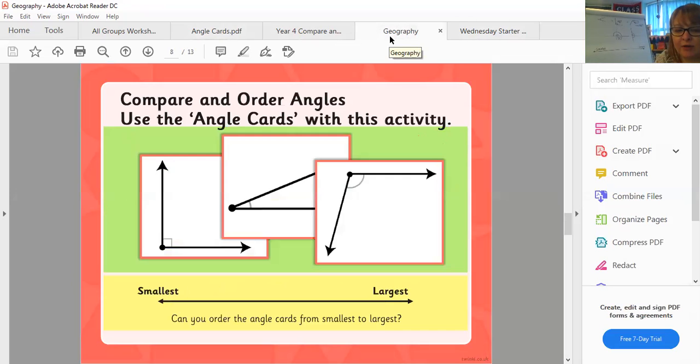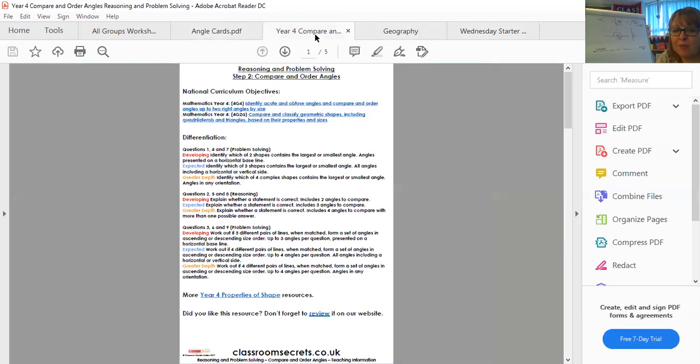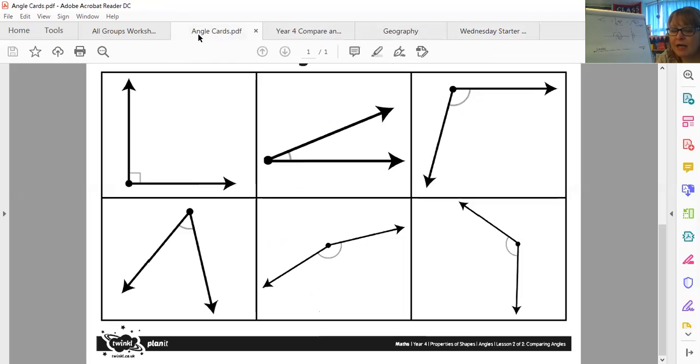Okay, let's have a look then. So have you ordered them from the smallest to the largest? So if I go back onto this screen that says angle cards, you can see that this one here, the middle top row, is our smallest. So the one that looks a bit like that is our smallest one. Then our next one, the next size, is the one that looks a bit like that. Now they're both still acute angles.